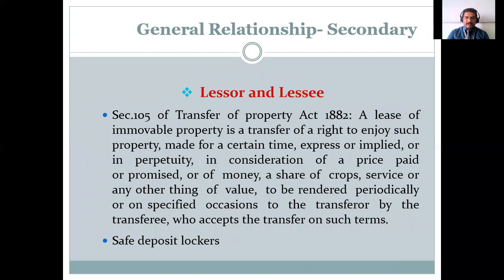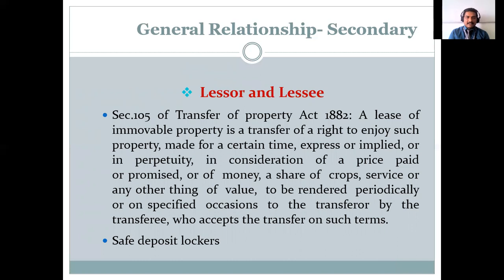So the next type of relationship, under the secondary category, is the lessor-lessee relationship. We already came across that a customer has the facility of a locker in the bank. Locker facilities will be provided to the customer by the bank. The procedures to get the locker facilities and so on will be discussed later. At that time, the customer will be paying some money for that facility.